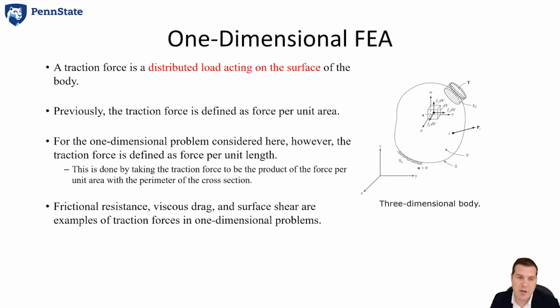You remember that the traction force is a distributed load acting on the surface of the body. Previously, we defined the traction force as force per unit area. However, in this 1D problem, the traction force is defined as force per unit length. Okay, this is done by taking the traction force to be the product of the force per unit area with the perimeter of the cross section.